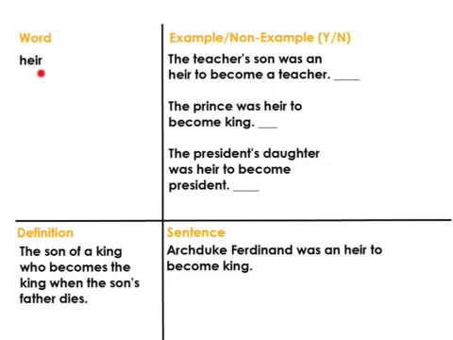The next word is heir. It sounds a lot like air. They sound the same, but the meaning is different. Heir: the son of a king who becomes the king when the son's father dies. Here's a sentence. Archduke Ferdinand was an heir to become king.